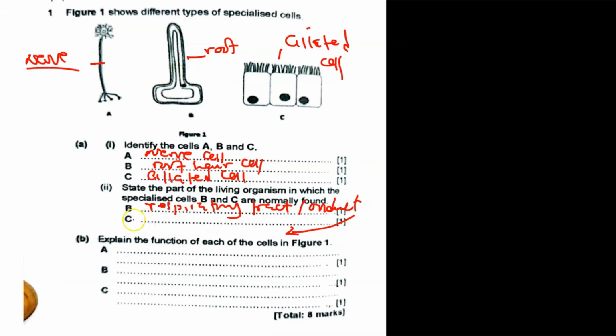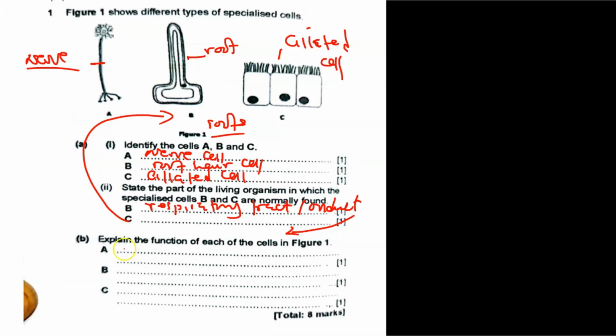Then for B, this one is found in the root, okay? In the root part of the root. That is where you find this. At the tip of the root, that is where you find this. So, in the roots, that is where you find this. Explain the function of each of the cells in the above.